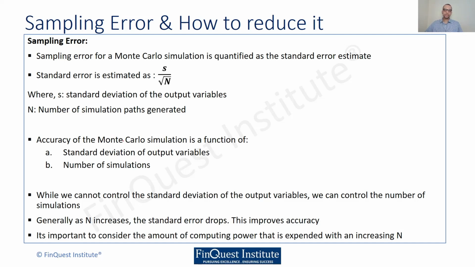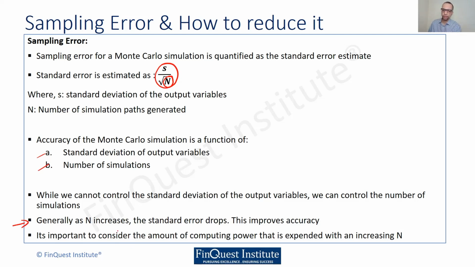So we can imagine that the accuracy of the Monte Carlo simulator is a function of two items, as we see here. It's a function of the standard deviation of output variables, and it's a function of the number of simulations we do as well. Now, naturally, we cannot have control over the standard deviation of the output variables which we are simulating. However, we do have control over the number of simulations n. So ideally, we would want n to be very, very high because n is in the denominator, right? So if we want to reduce the standard error, n needs to be sufficiently high so that the size of the denominator increases and this brings down the overall standard error of the estimate. So that's what we see here.